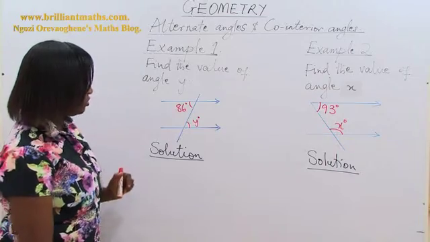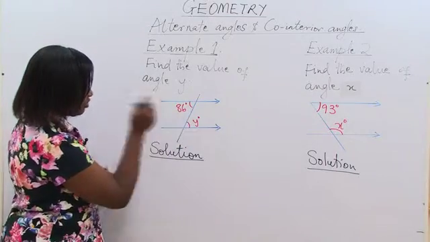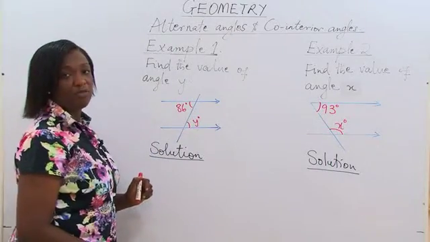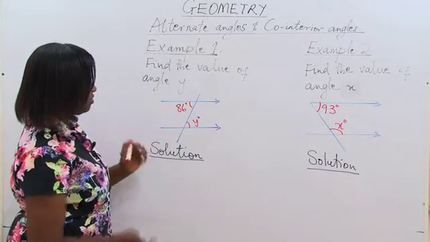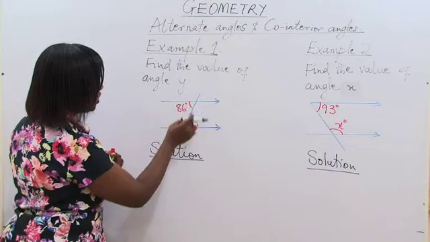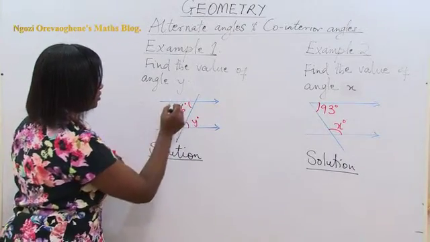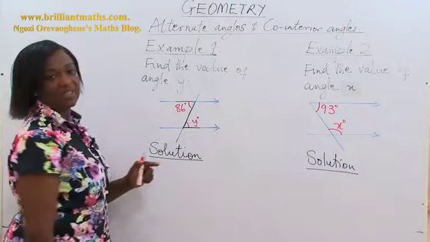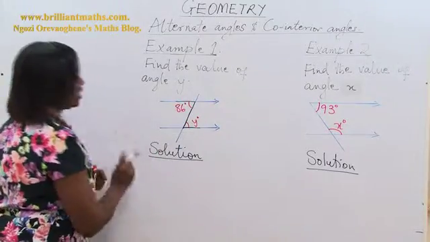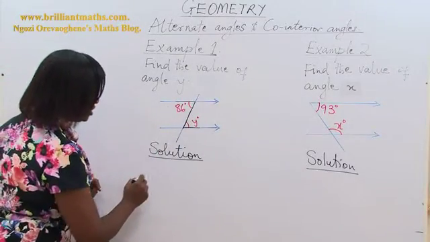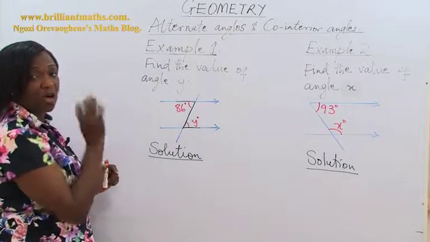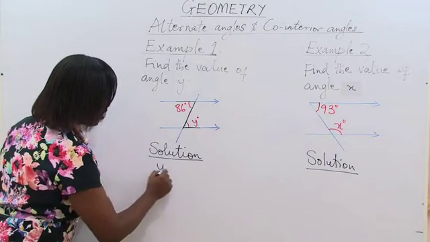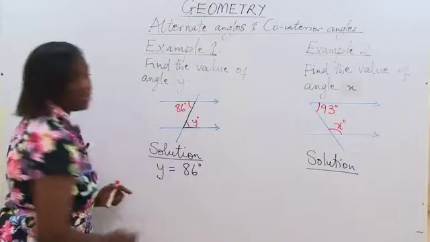Let's find out the relationship. Angle 86 degrees and angle y are on the alternate sides of the transversal, and they are in between the other lines. So it gives us a Z formation. So what does that tell us? Angle y is alternate to angle 86 degrees, so they are equal, because we know that alternate angles in parallel lines are equal. So y is equal to 86 degrees.